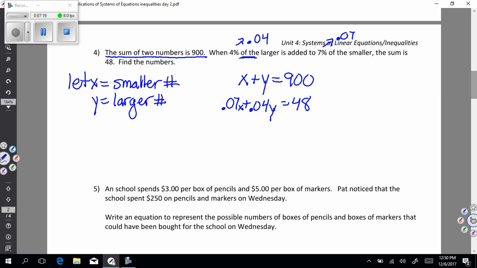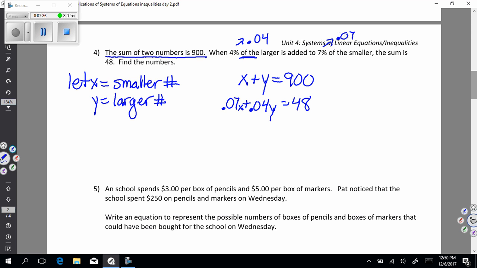Now this one, honestly, you can do by elimination if you multiply the top by maybe negative 0.07, or maybe you want to take the top and subtract x from both sides to get y by itself, and you can do substitution. But you get to choose, you're going to solve that on your own.